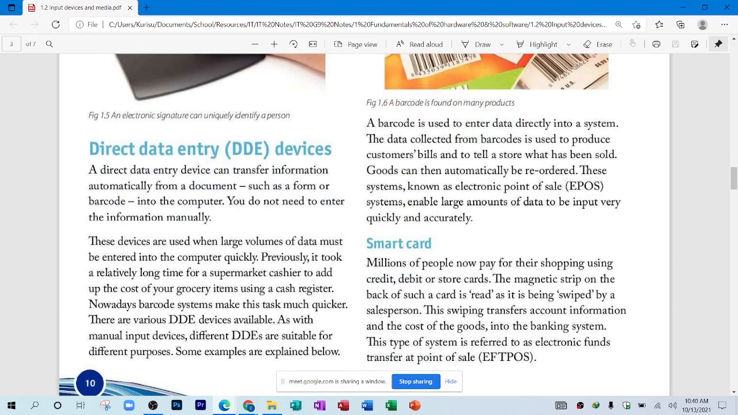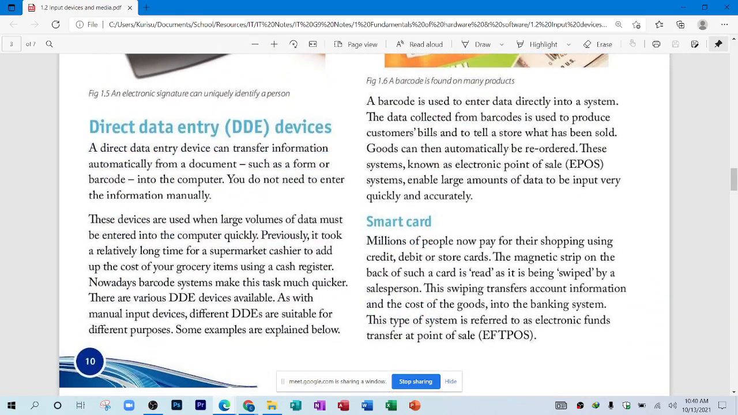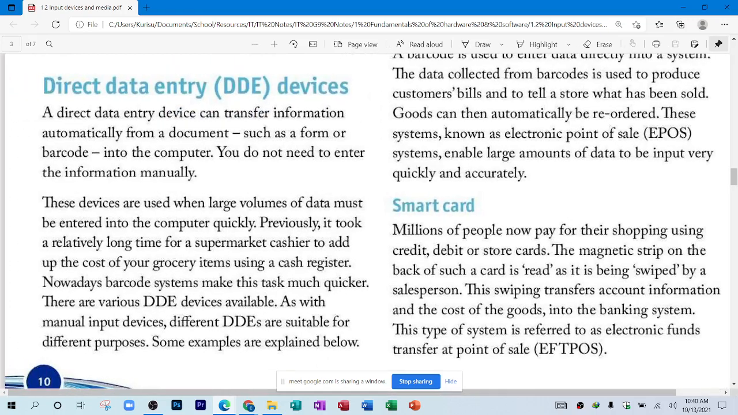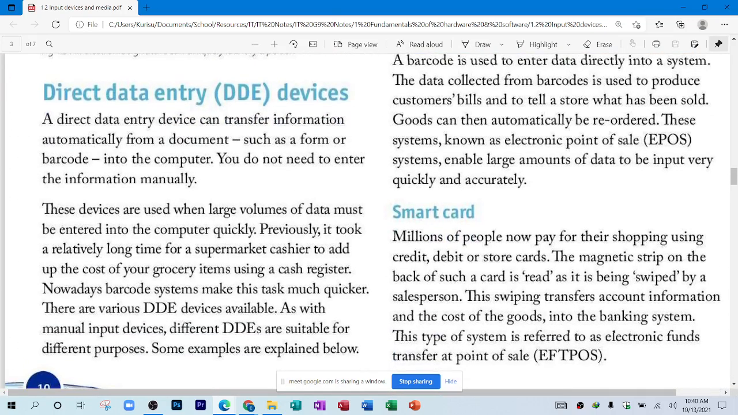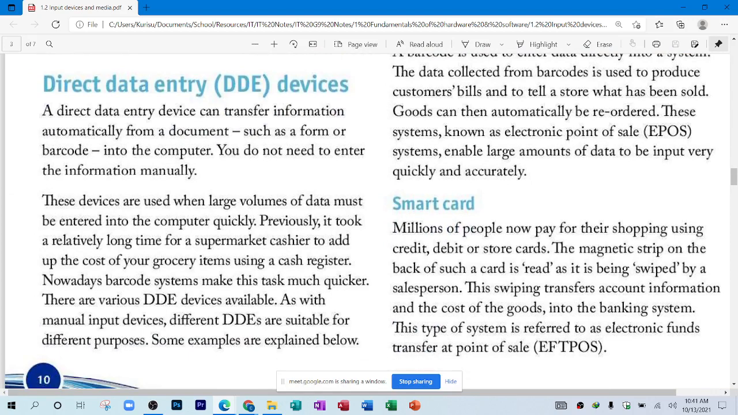So now we're going to look at direct data entry devices, and how a direct data entry device works.